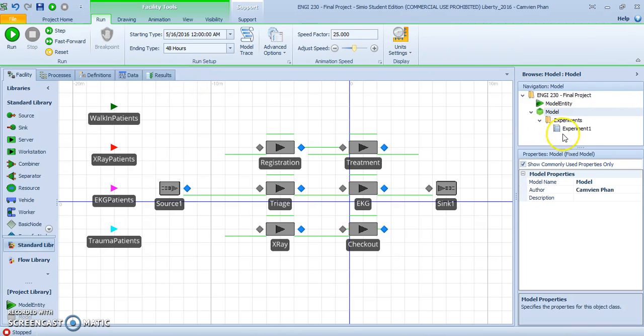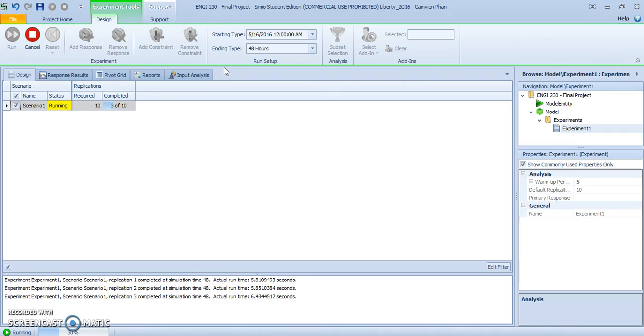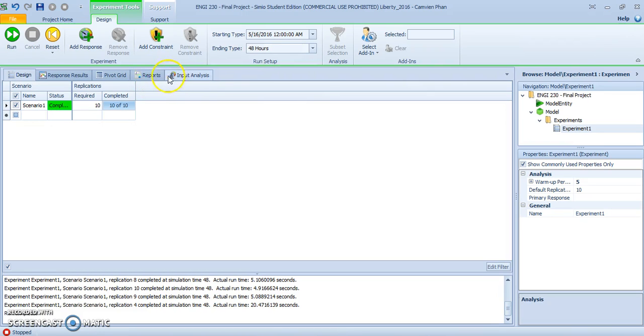So now I'm going to go into my experiment. I'm going to reset this, and this is very basic, 48 hours, 5-hour warm-up period, and I'm going to run it 10 times. And hopefully it runs fast, because if I was doing 1,000 hours, then it would take a while, but it's not. And remember, previously our average time was 47 to 49 minutes. And these will give me significant values, so it will give me a significantly reduced time in the system.